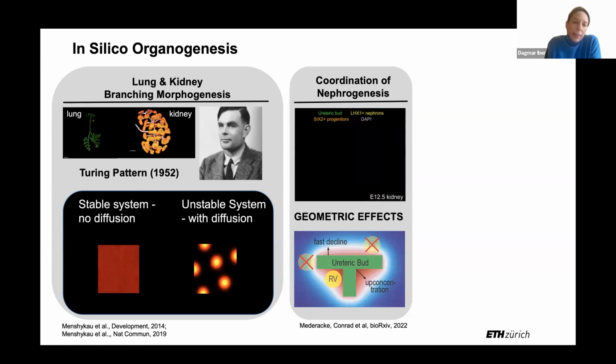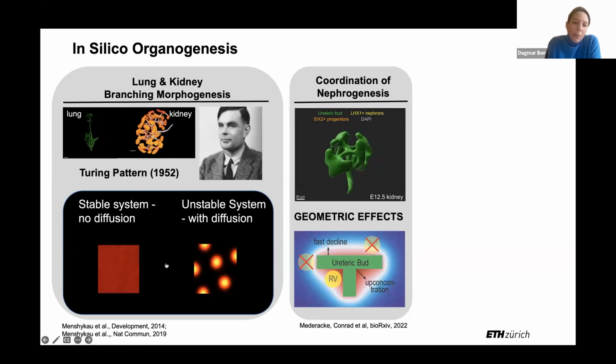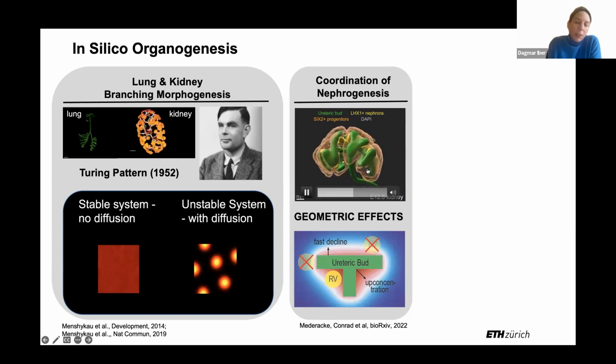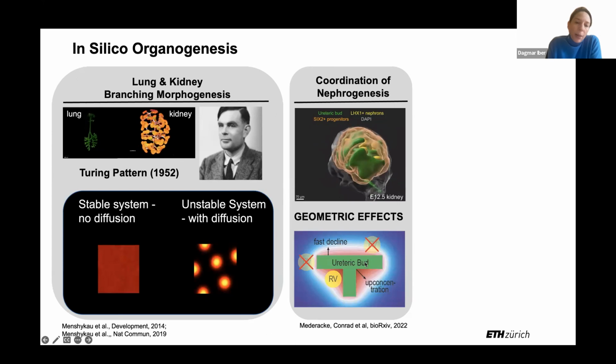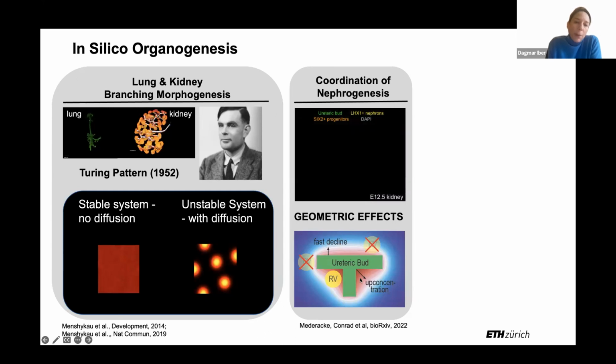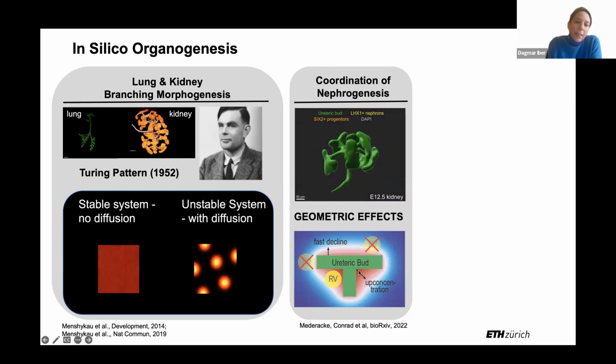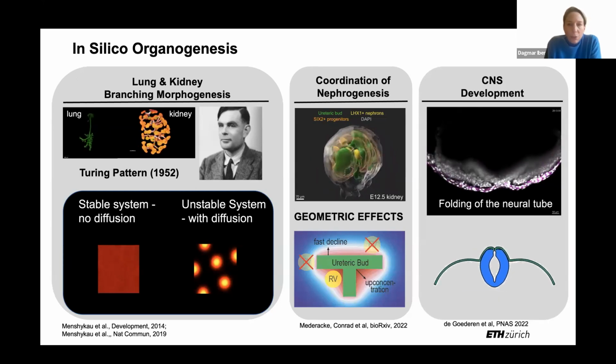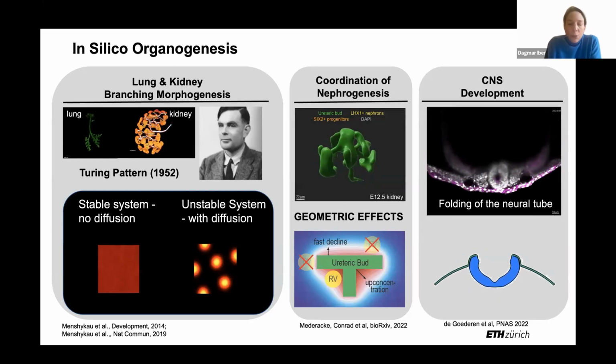And people had ideas about pre-patterns, and people had rejected geometric effects, but what we are now showing is that geometric effects really explain this coordination. It means you have one protein that is expressed in the entire ureter in the green part, and then in those armpits, in those corners, you get an up-concentration of that protein, and that defines the positions of the nephrons forming. And then we are also interested in the development of the central nervous system.